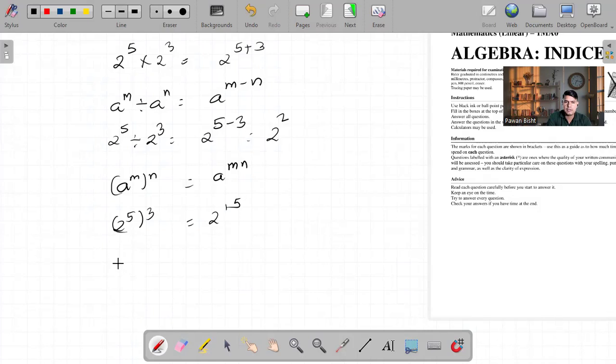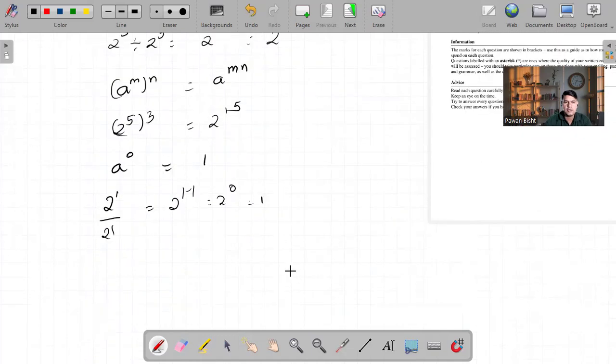Next property, a to the power 0 is 1. Anything to the power 0 is 1. Why is it so? I'll explain it with an example. Suppose this is 2 to the power 1 divided by 2 to the power 1. We all know that 2 divided by 2 is 1. If I use the division property here, base same, I can write 1 minus 1, so 2 to the power 0 is 1. That's why anything to the power 0 is 1.